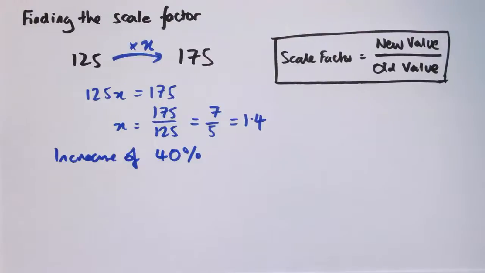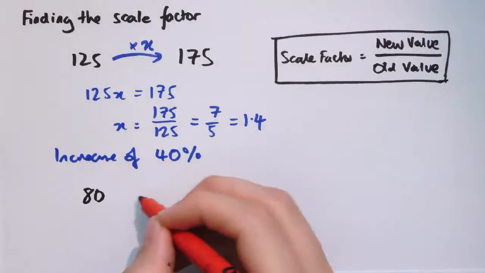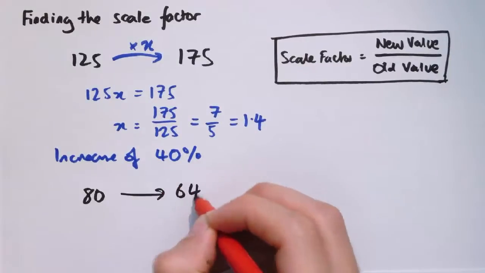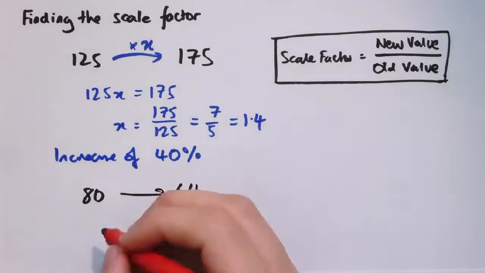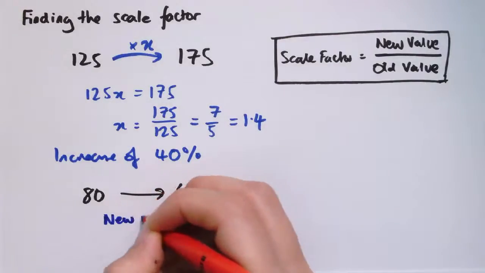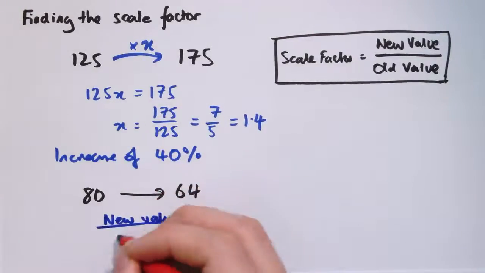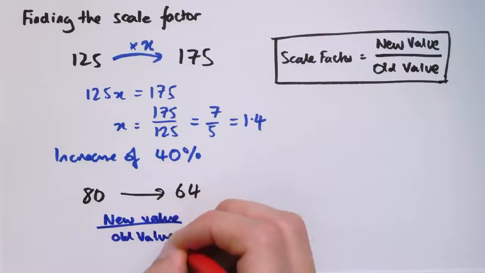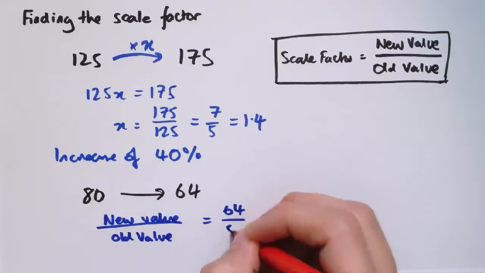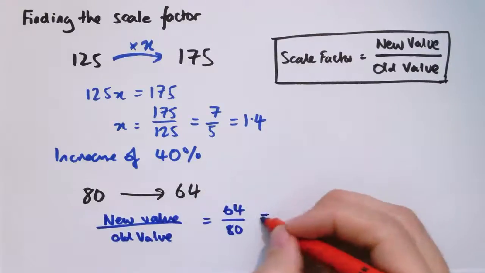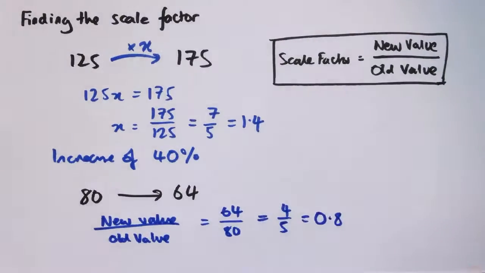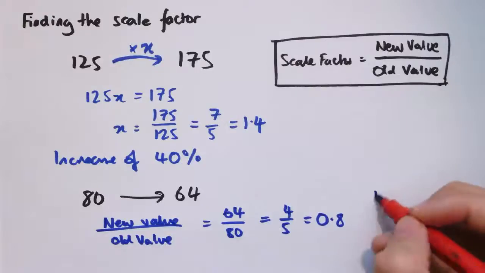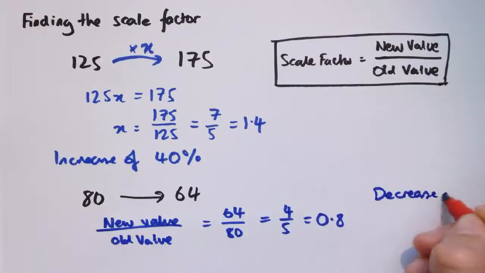One last example of that. Let's say we had 80 that has been decreased to 64, and we want to work out what scale factor, what percentage that is. Well, we'll just do new value divided by old value, and that gives us 64 divided by 80, which simplifies down to 4/5 or 0.8. So that would have been a decrease of 20%.